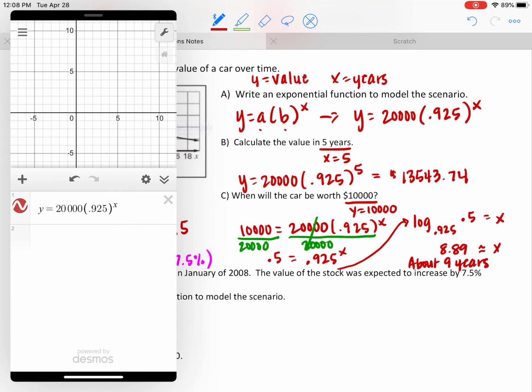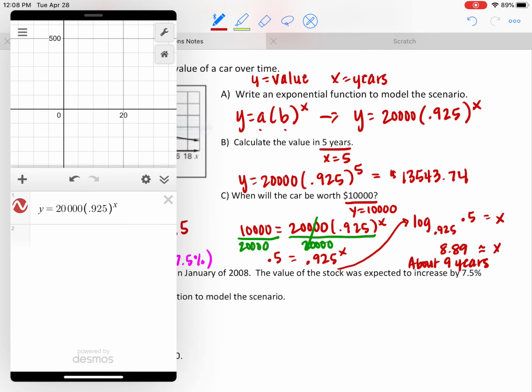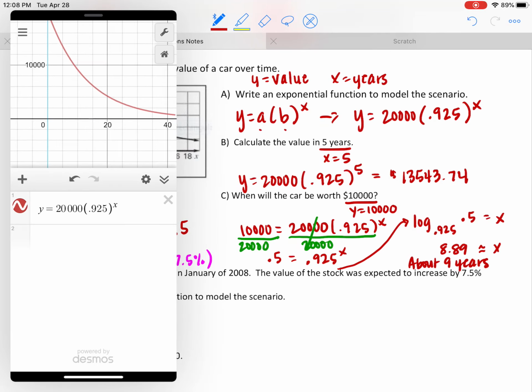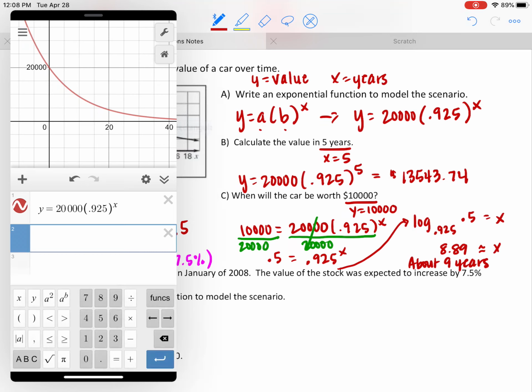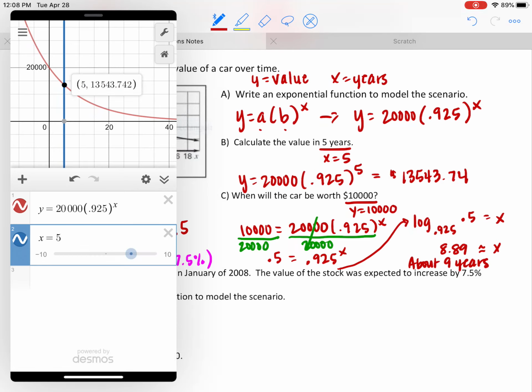We said in the beginning, we created a function for this, y equals 20,000, and then we were multiplying by 0.925 raised to the x power, and if we look, we should see, let's zoom really far, right? There's the same picture that we had basically happening on our paper, the same picture, okay?